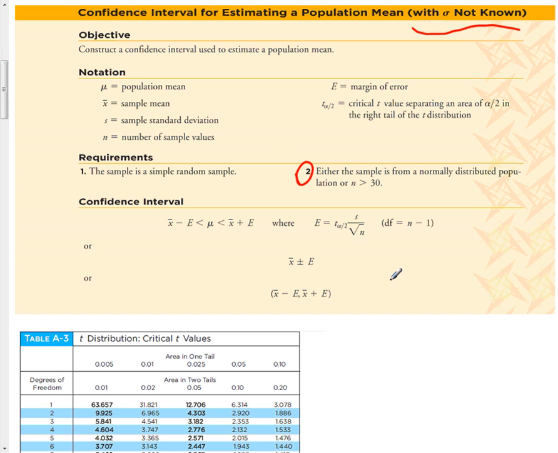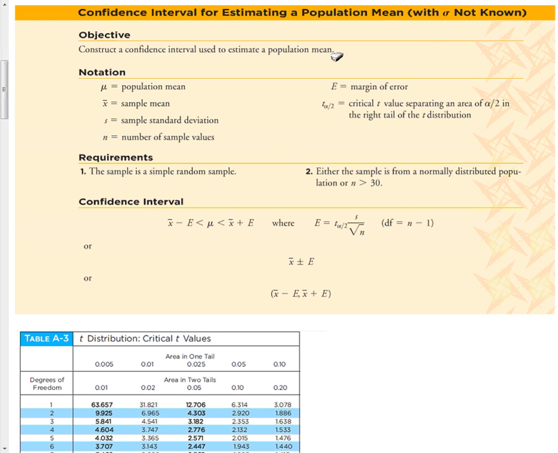We're still doing the same things though. To calculate the confidence interval, we're still going to take our point estimate x bar, and add and subtract the value of e, the margin of error. The only difference, now the margin of error is going to be calculated differently.